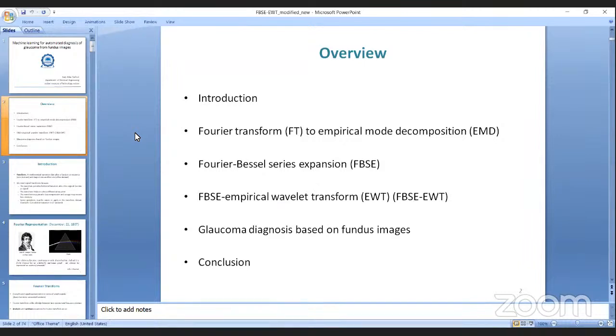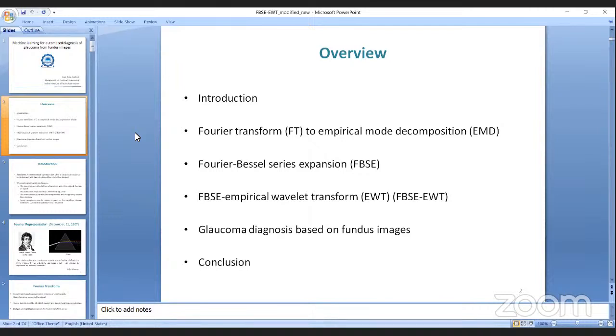And then we go for Fourier-Bessel series expansion and what actually are the advantages of Fourier-Bessel series expansion, that also we will see. And then Fourier-Bessel series expansion based empirical wavelet transform, that we will call FBSE EWT. That will also be explained.